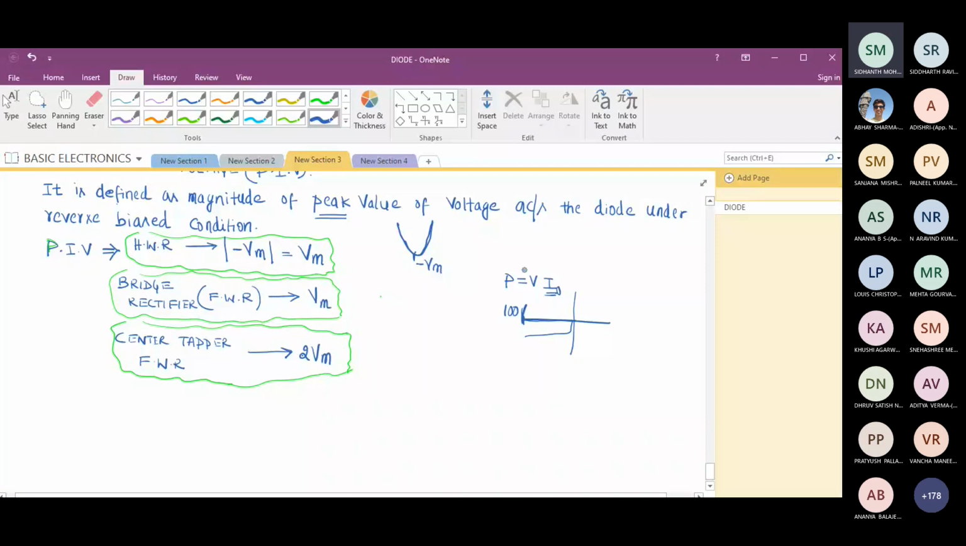But what about the voltage? If this goes up to hundreds of volts, will the power go up? Yes, sir. So if power shoots up, am I going to damage the diode? Yes, sir. So we have to check what is the peak value of voltage that is appearing across a reverse bias diode. What do we check under forward bias condition? Current, sir. We check the current.